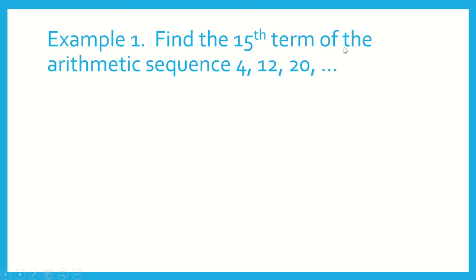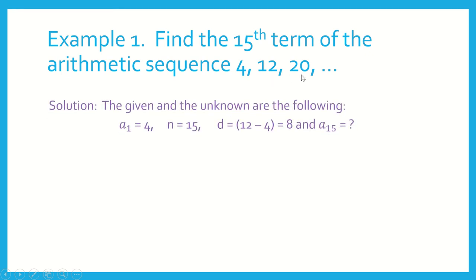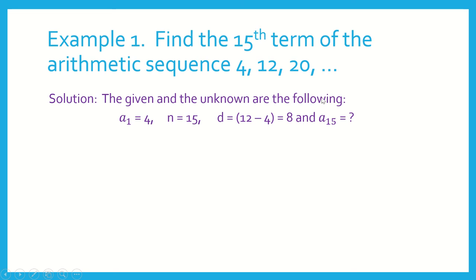Find the 15th term of the arithmetic sequence 4, 12, 20. The given and the unknown are the following. As mentioned a while ago, a sub 1 is the first term, so our first term in the sequence is 4, so a sub 1 is equal to 4. And there are 15 terms involved based on what we are looking for. And the d, as mentioned, is the common difference from one term to the next term.